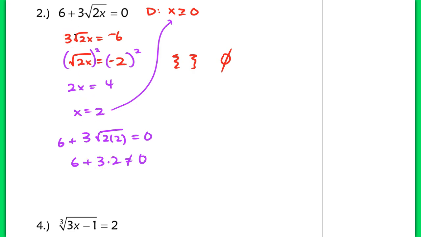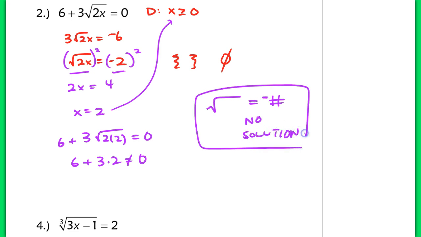It's just that sometimes it's faster for you to be able to recognize when you have a radical equaling a negative number. So anytime we see a radical equaling a negative number over here, this will have no solution. Okay, just a little bit of a shortcut for you.